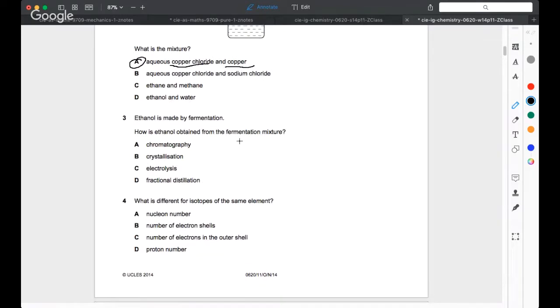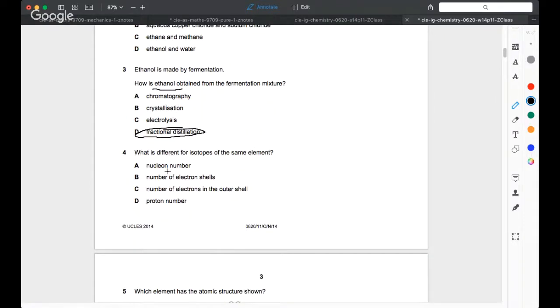So number three. So ethanol is obtained from fractional distillation. So the answer is D. Number four. So what is the difference for isotopes? So an isotope is an element which has the same atomic number.